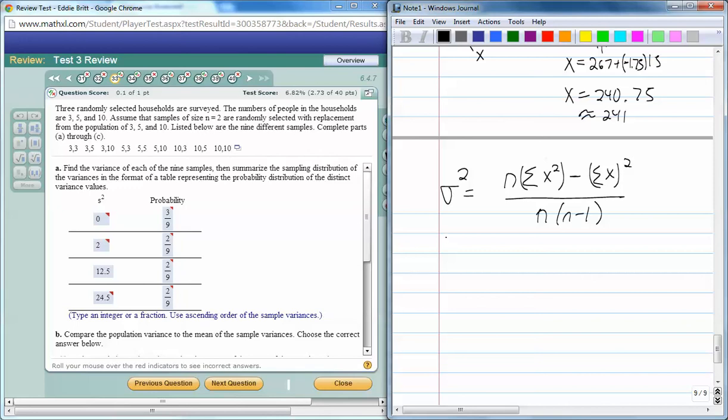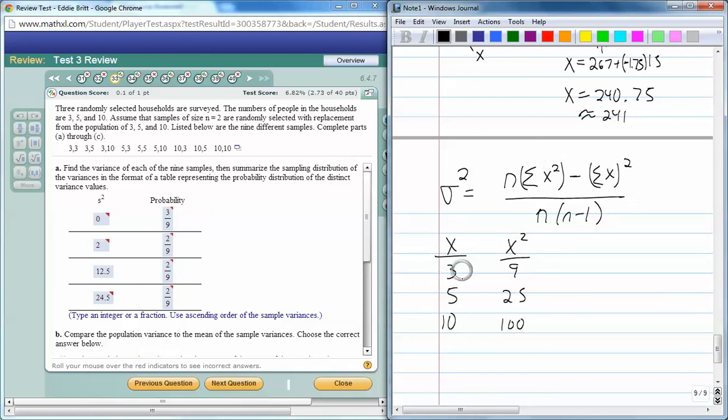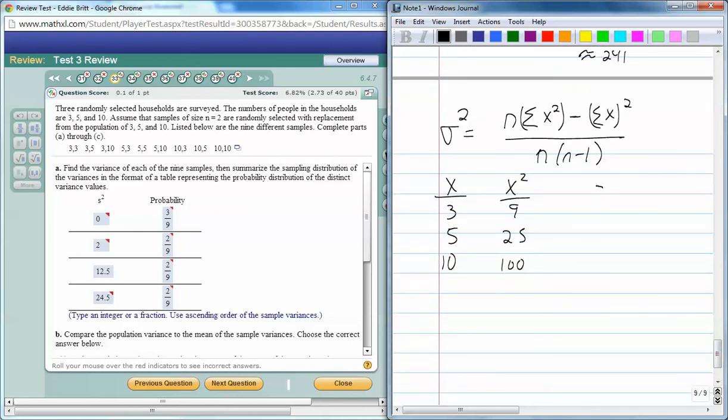So what I did is I listed the x values, 3, 5, and 10. Then I made a column of x squared. That'll be 9, 25, and 100. Now here's what I need from each set. Not from these three numbers together, but, for example, for the set 3, 3. Think about this like this is the sample. That's two numbers, 3 and 3. Now for this set, the sum of my x values would be 3 plus 3. That's 6.